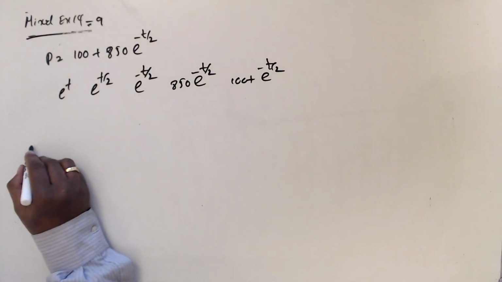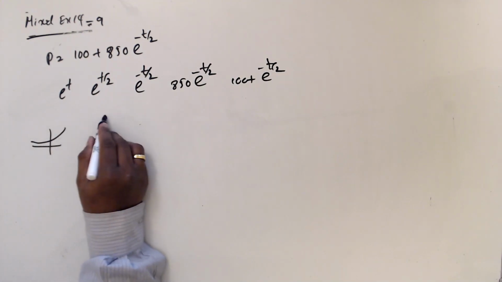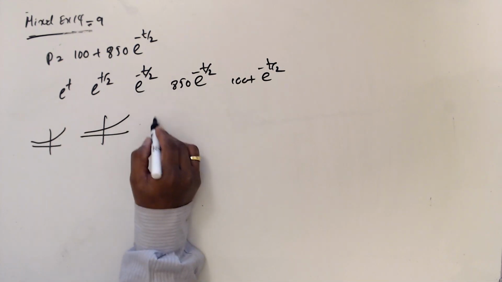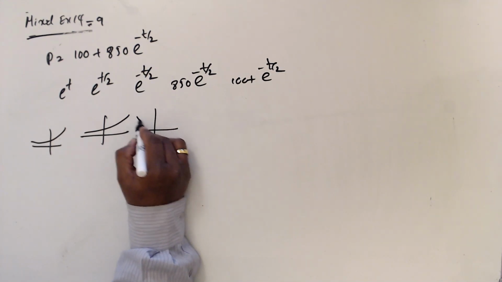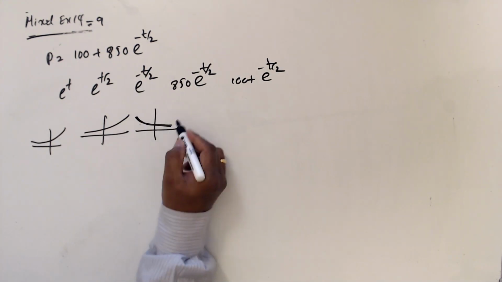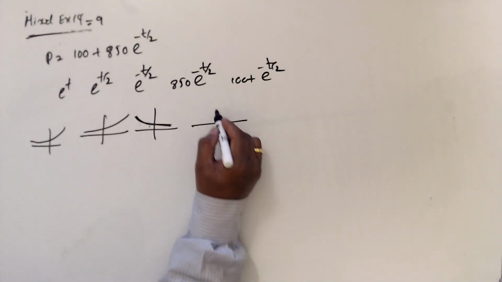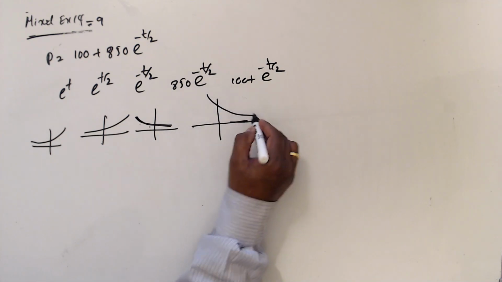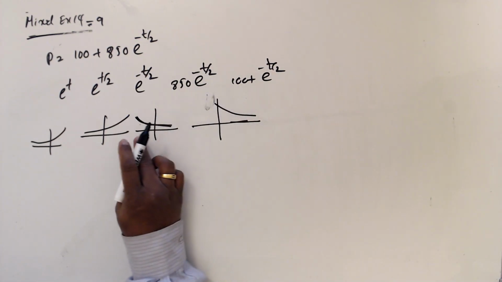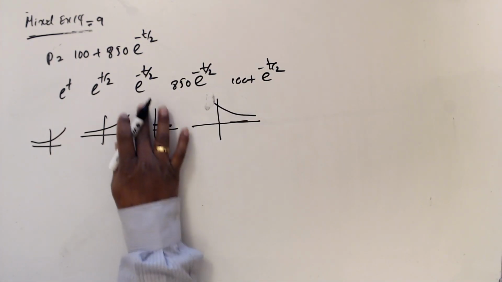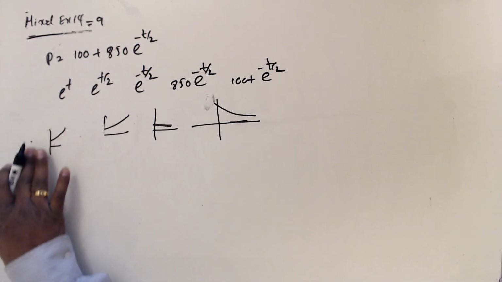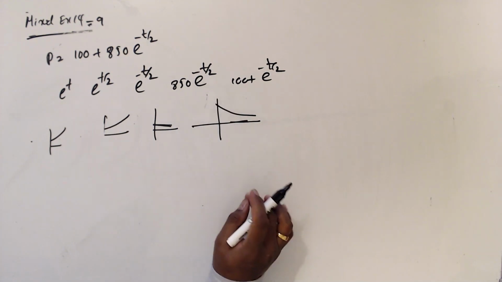So e^t means this kind of graph. e^t also that kind of graph with less. And when it is minus, it's going to be the opposite. Then 850 means it is a vertical stretch. It's going to be something like this. t can't be negative, so there are no negative values. t has to be positive. No negative t's. Time can't be negative, right?